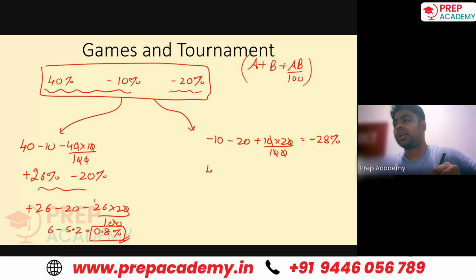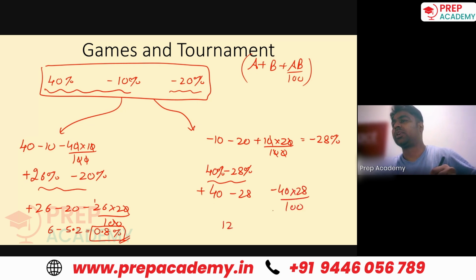Now then, with 40% minus 28%, what would the formula become? 40 minus 28, plus minus into minus would be minus 40 into 28 upon 100. Now 40 minus 28 is 12, and 28 twos are 56, 56 twos are 112, 112 upon 10 is 11.2. Again, my answer would be the same thing.